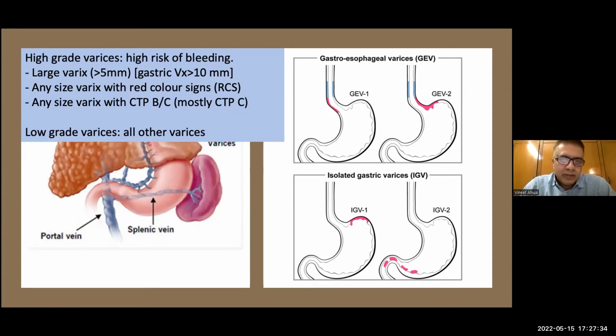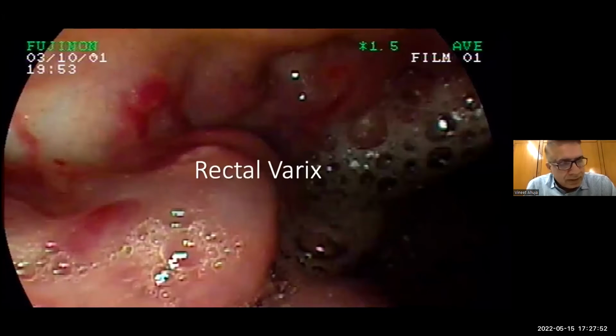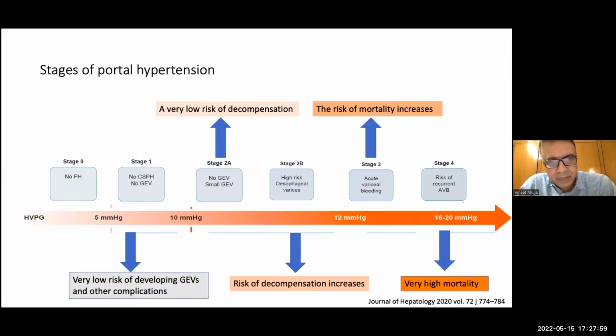Low-grade varices are all other varices. Why is this important? Because with low-grade varices the prognosis would be better, and the risk of bleeding and rebleeding would be less. Whereas with high-grade varices, you need to be very, very vigilant and very, very aggressive. Fundal varices, as I told you, are notorious for torrential bleed, and ectopic varices can be really troublesome, like rectal varices or colonic varices. So actually, varices can be anywhere.